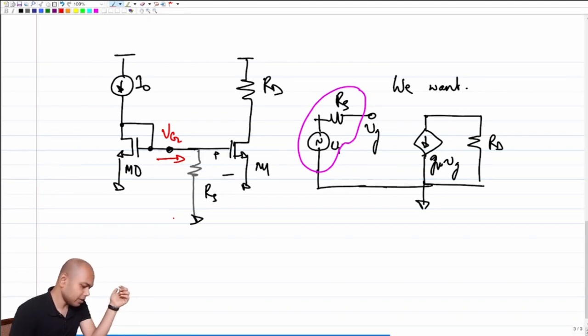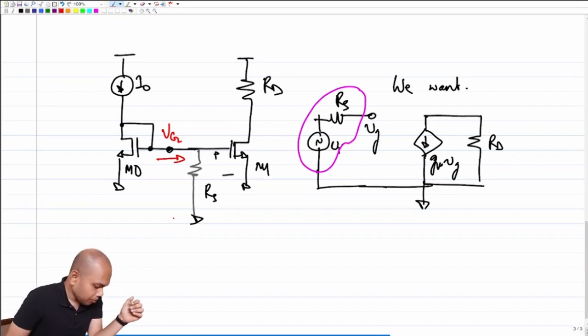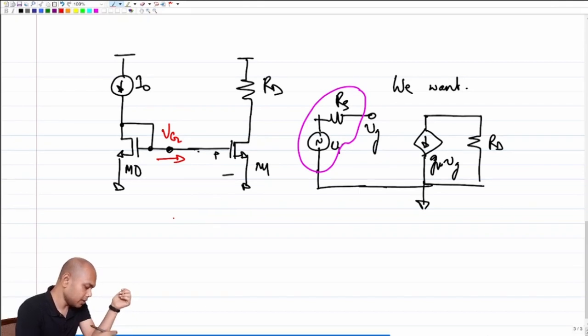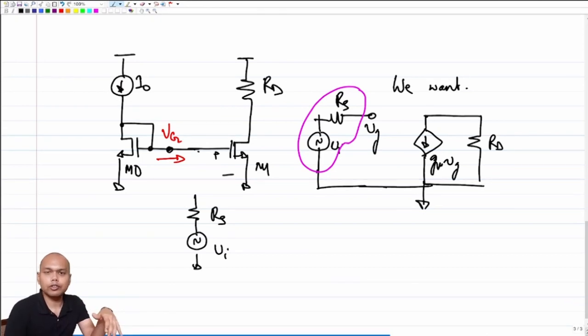So we have already done this from another perspective, in other cases where we don't want a DC current to flow, right? So what is the issue? We don't want any DC current. So we have this contraption of RS and Vi, and we don't want any DC current to flow. So what contraption can you think of that prevents a DC current from flowing?